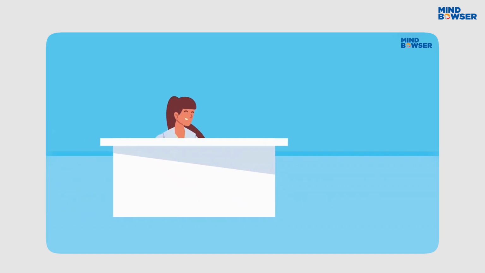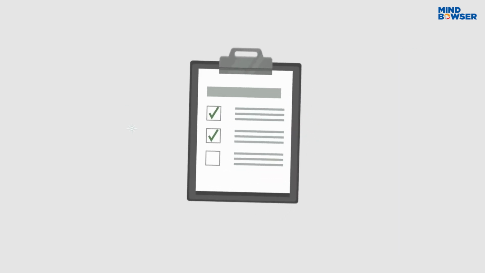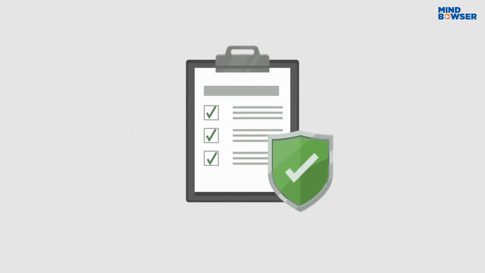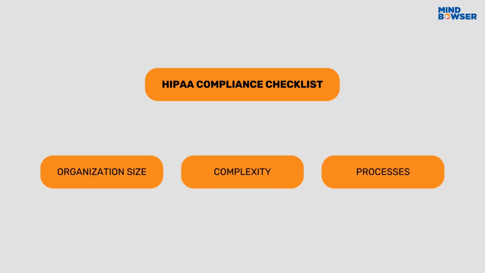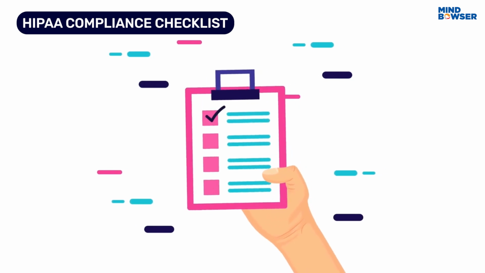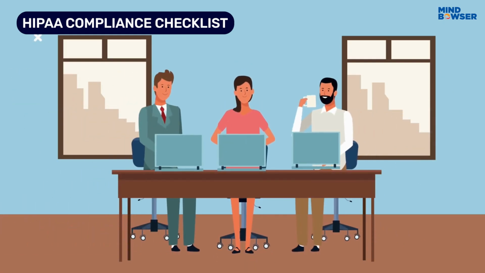In the last video, there's a brief discussion about HIPAA compliance. Now, let's discuss the HIPAA compliance checklist. When it comes to the HIPAA compliance checklist for IT, that can vary depending on organization size, complexity, and processes. There's no magic bullet checklist, but here are best practices to guide your IT department toward HIPAA compliance.